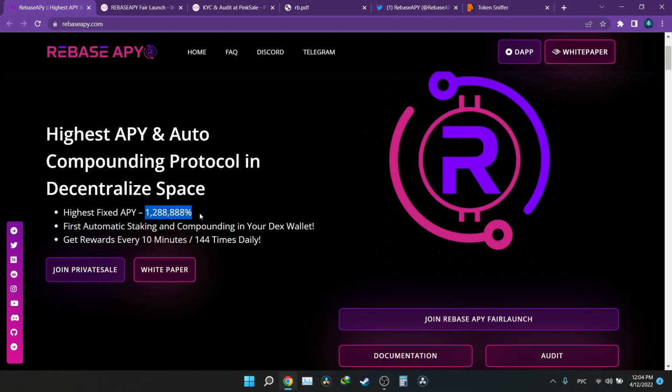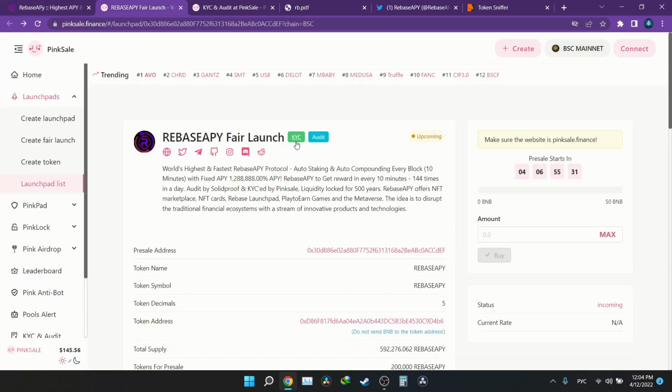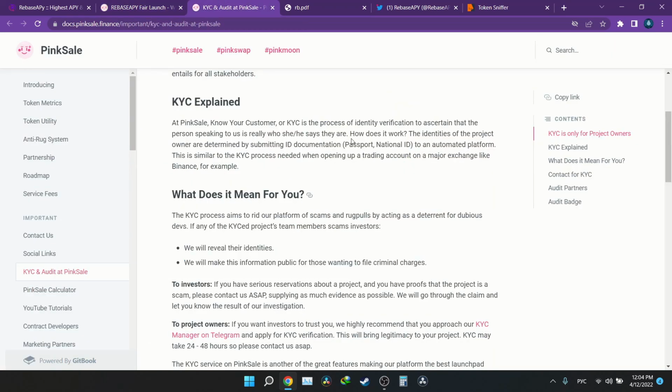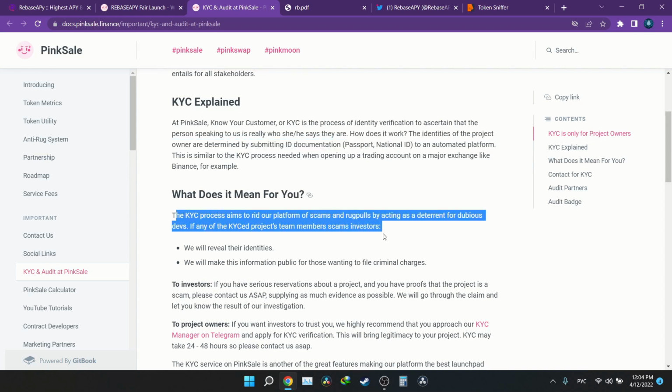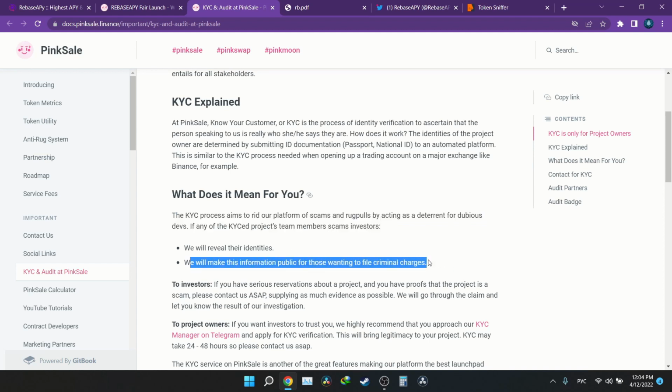Usually whenever I talk about this project, I look at those types of projects, especially whenever they are KYC. We already know what KYC is, right? KYC means the team members, in order to get into the PinkSale, have provided proof of identification to PinkSale. So in case a scammy thing or rug pull happens, they will reveal the identities, and if you have lost something, you can file criminal charges against them.